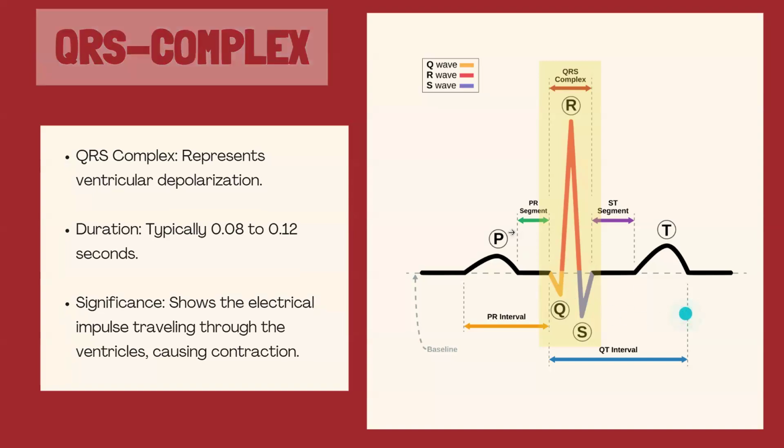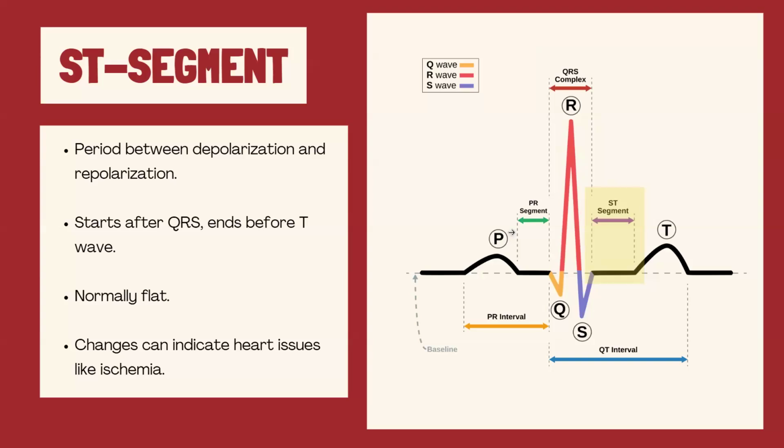And after that, we have our ST segment, which is the time in between the depolarization and the repolarization. Quick note, the ST segment is not the time where the ventricles repolarize. The ST segment is just the period between that. It's normally flat, and changes can indicate heart issues like ischemia. And I think I forgot to mention this, but the ECG reads the electrical activity of your heart, essentially how large it is, etc.